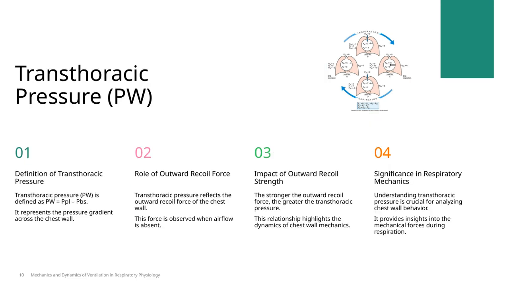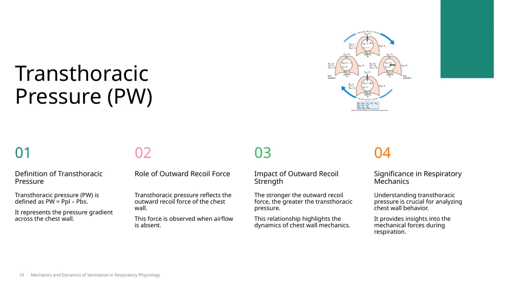Now, let's discuss the mechanics and dynamics of ventilation, focusing on transthoracic pressure, or PW. This pressure reflects the outward recoil force of the chest wall. Interestingly, we observe this force when airflow is not happening, meaning during rest or pause in breathing. Transthoracic pressure is defined as the difference between pleural pressure, PPL, and body surface pressure, PBS. So mathematically, it's PW equals PPL minus PBS.